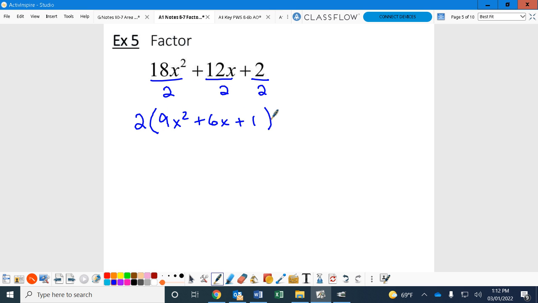Oh, someone's going to mess this up, guys. Is 1 a perfect square? 1 times 1 is 1. Good. So if 1's there, that is a perfect square. So we can set this up where we have a parentheses. What's the square root of 9x squared? 3x. Square root of 1. 1, plus or minus. And the whole thing squared. We still have to check it. Still have to check it. 2 times 3x times 1. Does that equal 6x? So we're good.